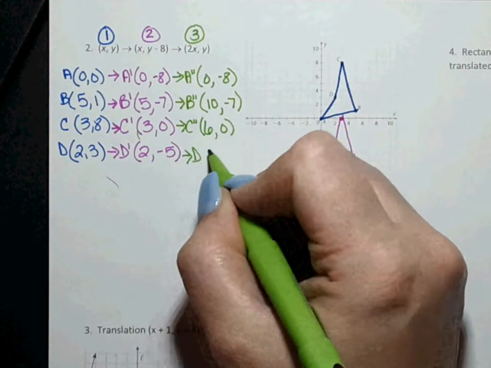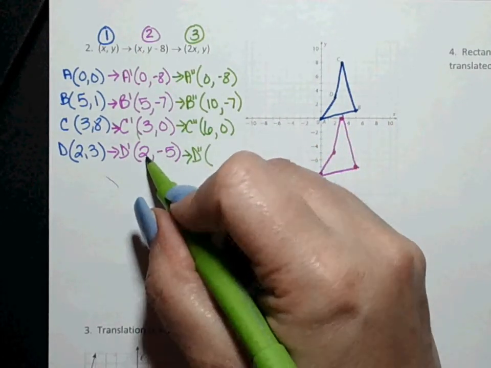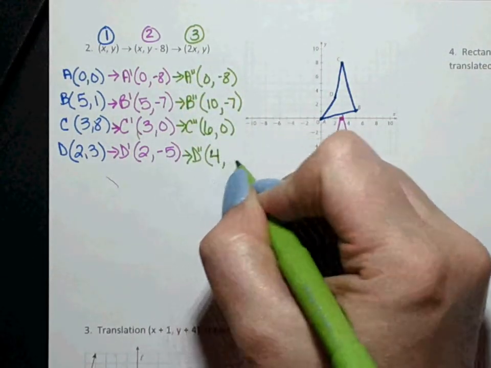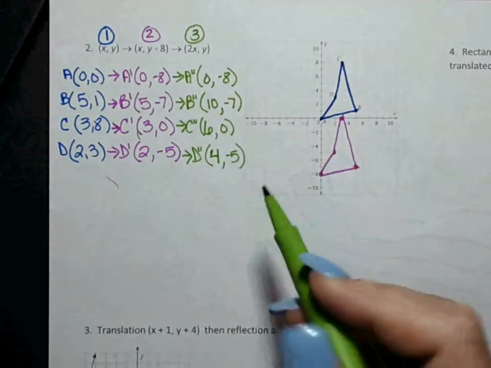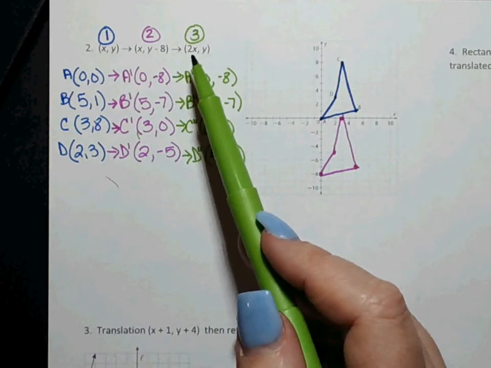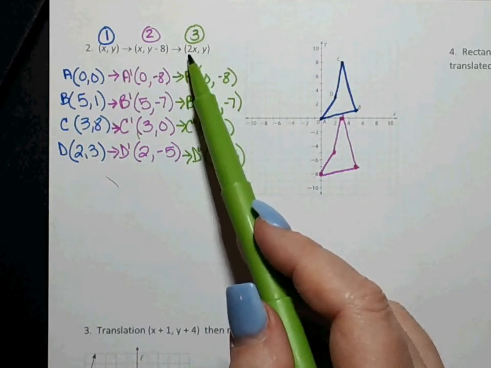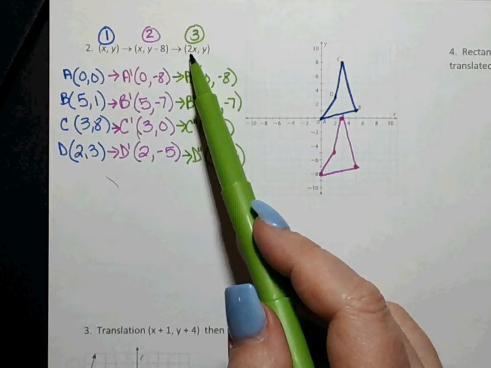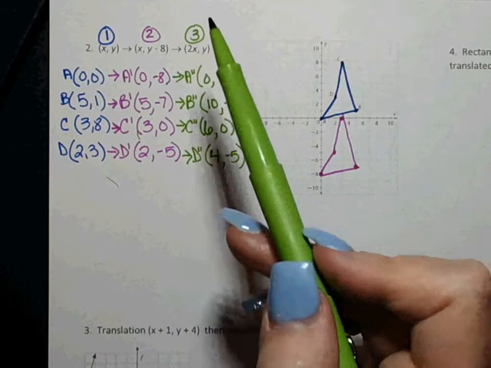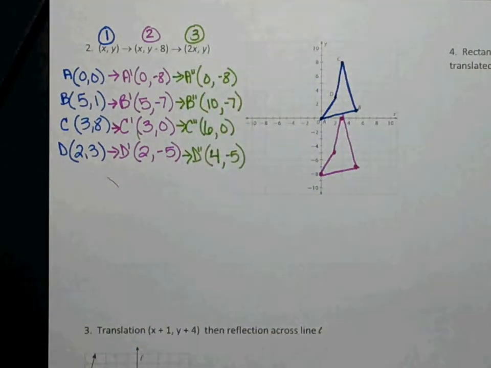And then lastly, that 2 gets multiplied by 2 because it tells us. So that's 4. And then that y value stays the same. All right, so what we're doing here, when we multiply our x or our y value by a number, we're actually causing a dilation. So we're going to make our image larger or smaller when we multiply that x coordinate or y coordinate by some number.